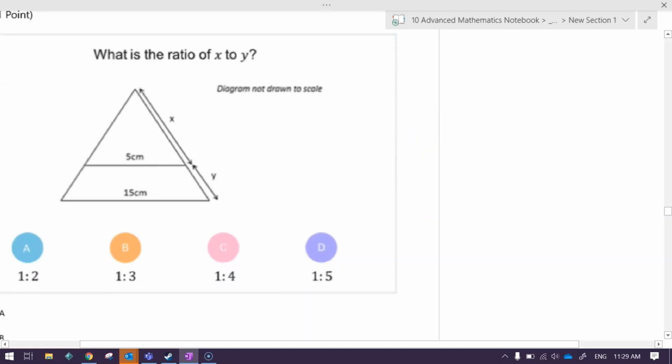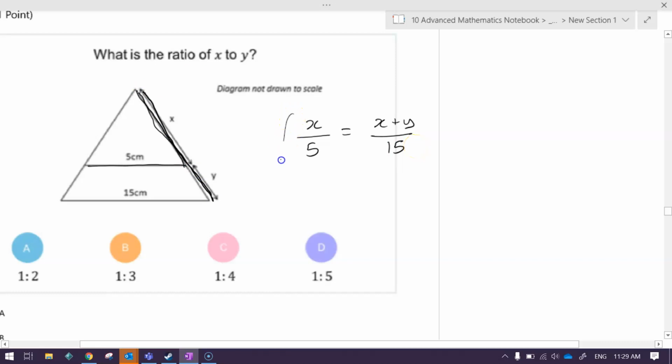What is the ratio of x to y? Similar figures, so the sides are in the same ratio. So this slant side divided by the base, x over 5, is going to be the same as x plus y over 15 over the long base. That's the trick there. You've got to remember this for the larger triangle, the entire length is x plus y, not just y. So what can I do to try and make these equal?